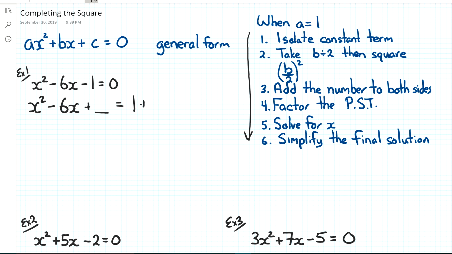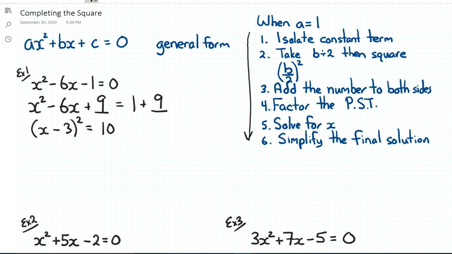And then we want to take the b value and divide it by 2. So 6 divided by 2 is 3, and then square it. So we add 9 to both sides of the equation. And we factor the perfect square trinomial.